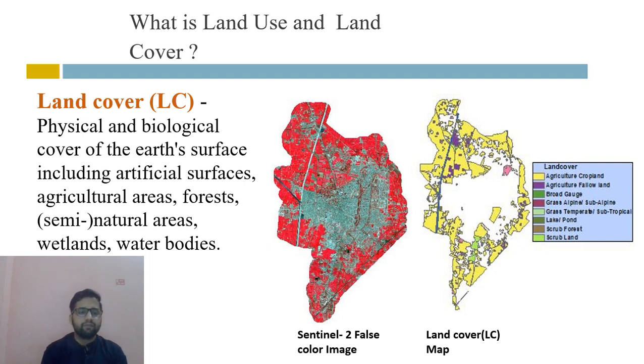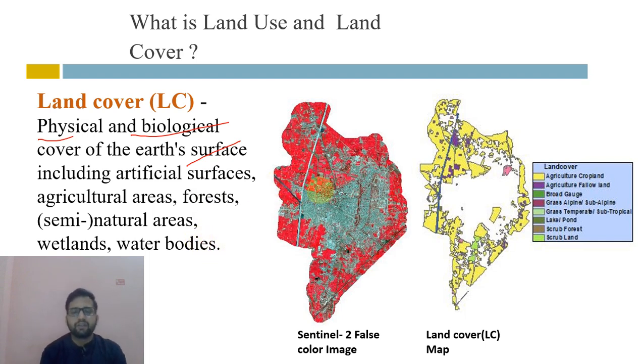Land cover means the physical and biological cover of the earth surface. Physical means the physical features of the earth surface, that is mountain, pond, lake, water bodies and different kinds of features. Biological features means features related to the biosphere or biophysical properties, including artificial surfaces, agriculture area, forest and natural area. So land cover means the physical and biological cover of the earth surface.